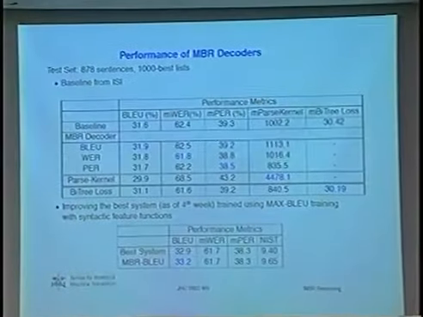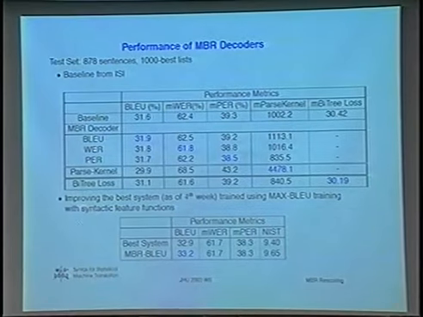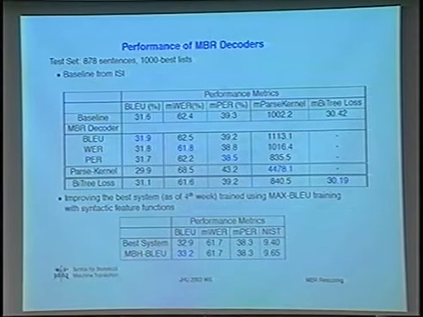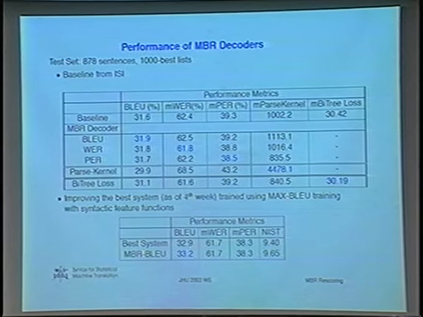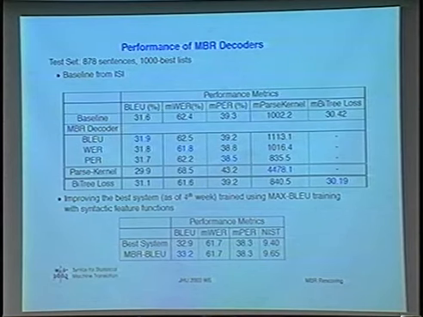Now we also show that we had a best system as of the fourth week of the workshop with the maximum BLEU training with a bunch of feature functions, and doing an MBR decoding on that furthermore improves it. The best system in the middle of the fourth week was 32.9 in BLEU, and doing an MBR decoding further brought it up to 33.2. So we can always improve on a good system which has been trained with a discriminative training procedure, because MBR can always be applied, which is an interesting aspect of this.